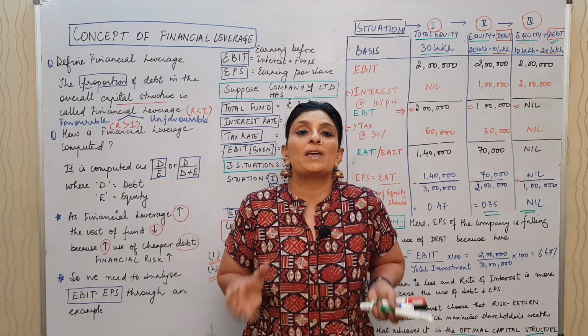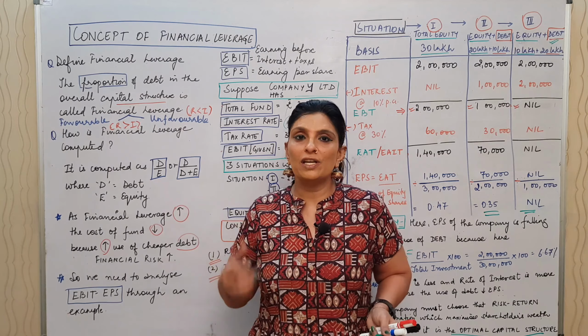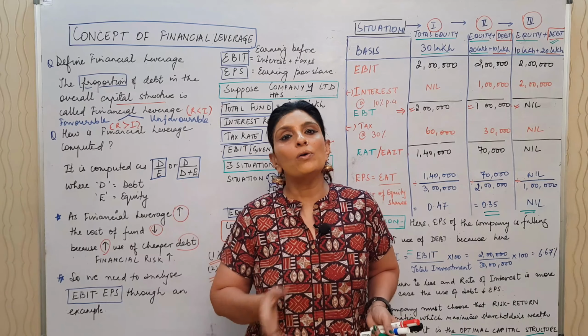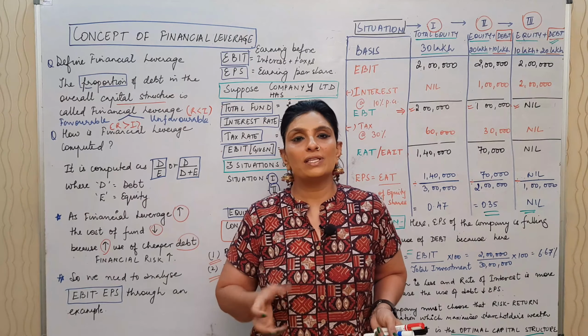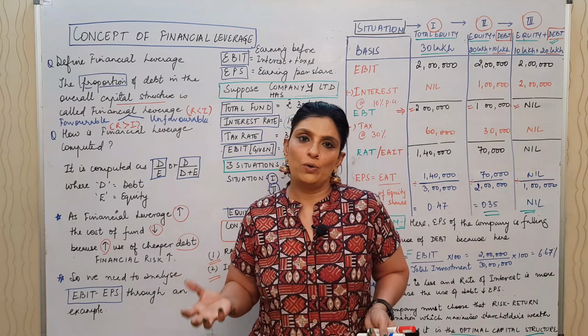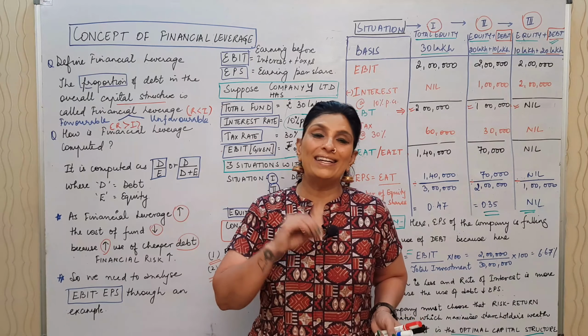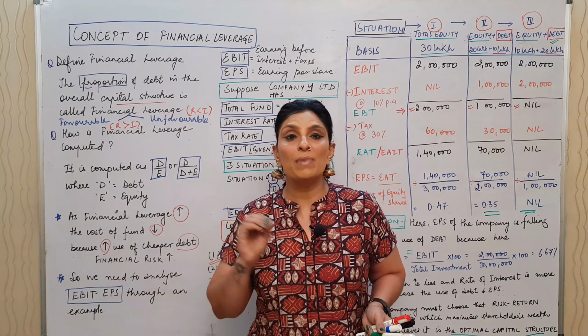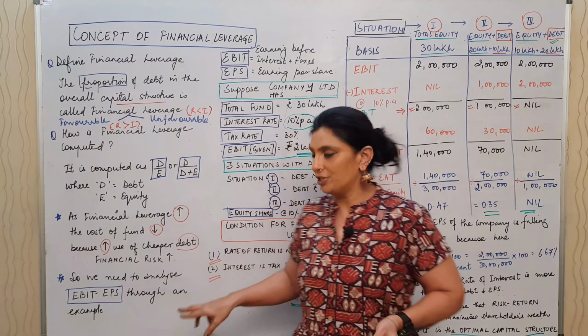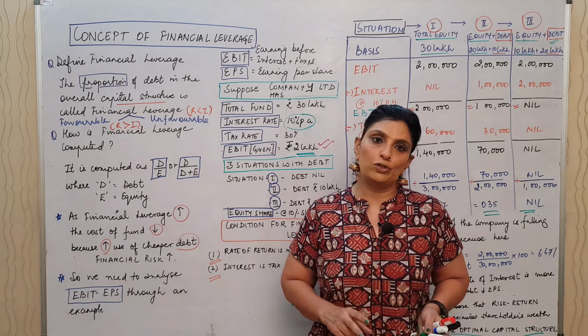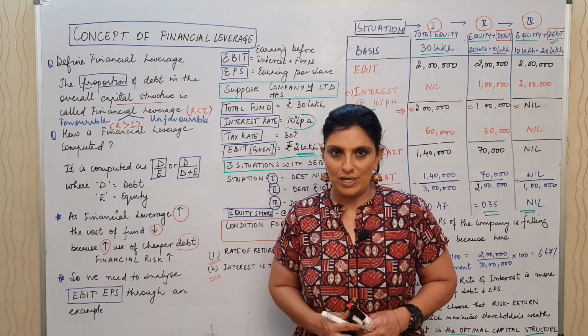This is the basic funda about financial leverage, or when we talk about favorable financial leverage, this is what we are trying to say: earning per share for the equity shareholder increases when we employ debt along with equity, the mix of debt and equity. But debt should be within a limit, and also there is a condition, the first condition, that the rate of return should be more than the rate of interest.